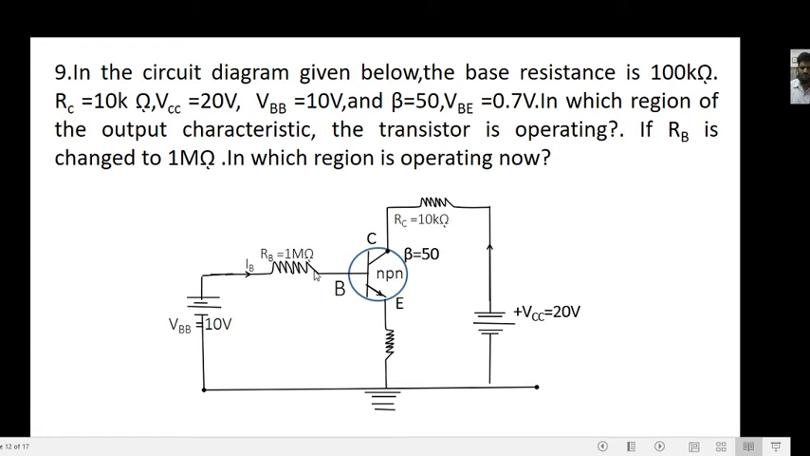So here the circuit is given. Here VCC is equal to 20 volts, RC is equal to 10 kilo ohm, beta is equal to 50, and VBB is equal to 10 volts. RB is changed to 1 mega ohm, and we have to find the region of operation here.